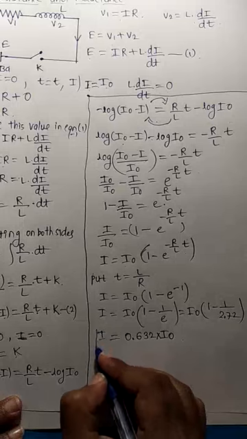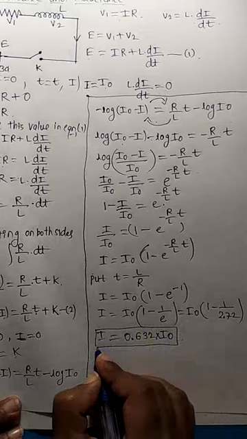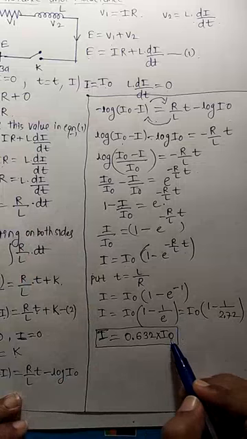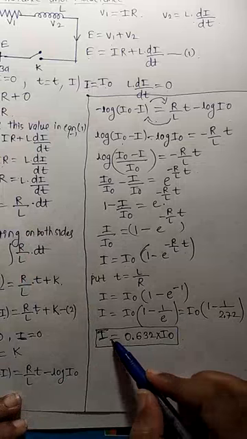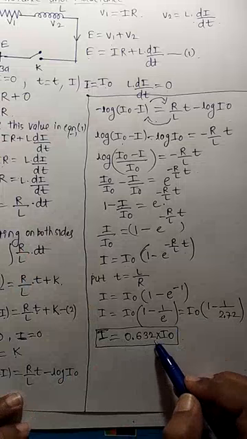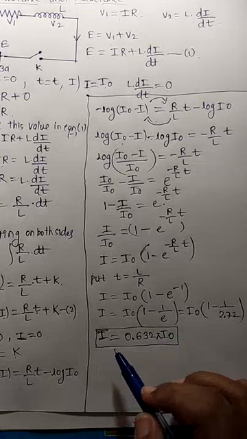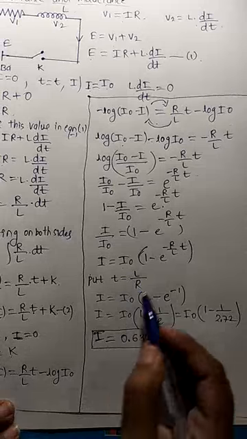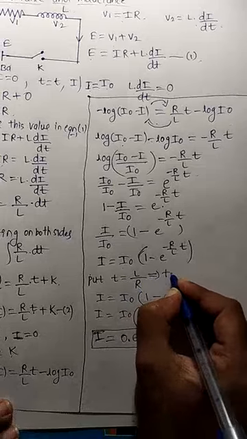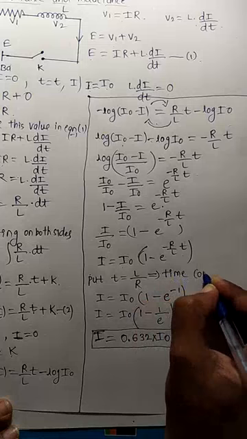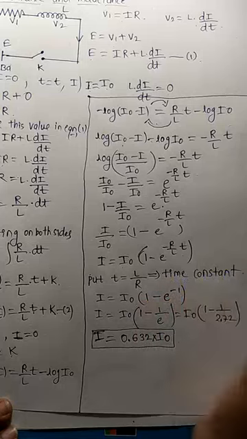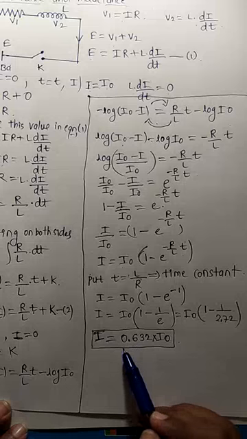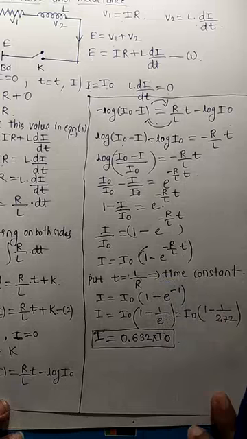And this is called the current value. What will the current be? Increasing. So I naught is the maximum current in the circuit. So current is equal to 0.632 into the maximum current when T is equal to L by R. This T, that T we are calling the time constant, isn't it? So at that time the current will be this much, and that is what we call the time constant.